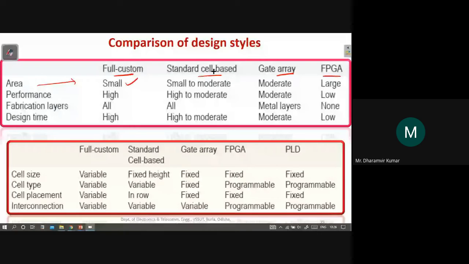But in standard cell based design, because the library is already there, we cannot modify the components present in the library. We have to pick up those components and use them. So it will give us a small to moderate area design. Gate array will again give you moderate, and FPGA will take large area as compared to full custom for a given circuit.